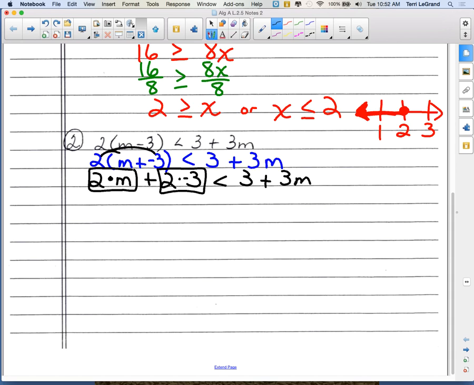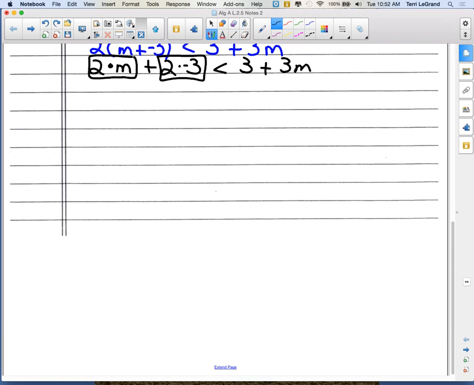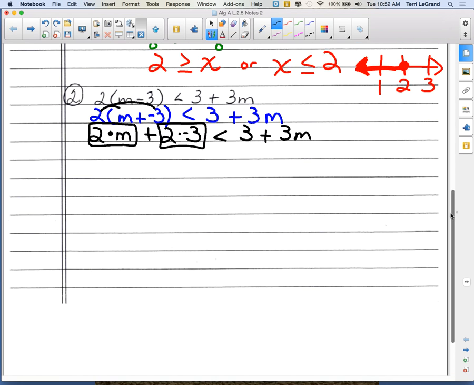Do we have to worry about the inequality symbol when we're doing distributive property? No, only when we are solving, not when we're simplifying. So even though this doesn't happen to be getting multiplied by a negative 2 anyway, if it was getting multiplied by a negative 2 out here, we wouldn't have to worry about changing it because we're simplifying.